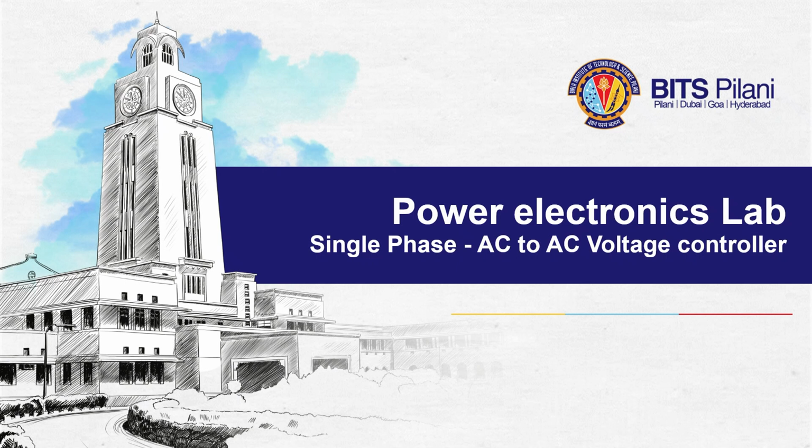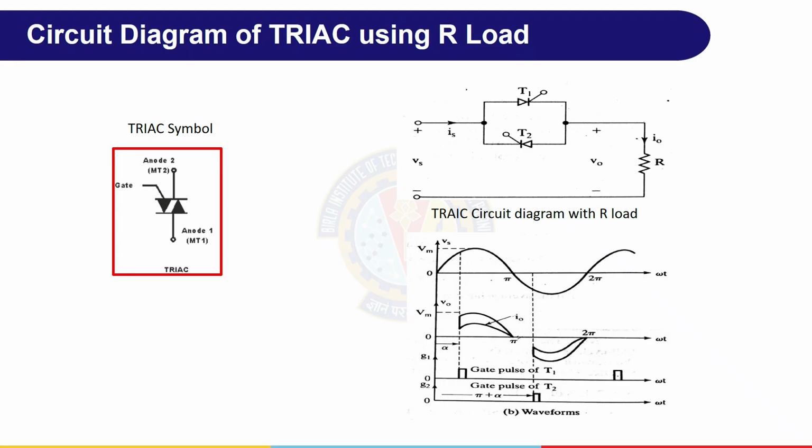In this section we are going to learn an experiment on single phase AC to AC voltage controller. In this AC voltage controller we are using a TRIAC with R and RL load. Circuit diagram of TRIAC using R load. TRIAC symbol: TRIAC is a 3-terminal device, anode 1, anode 2 and gate terminal.